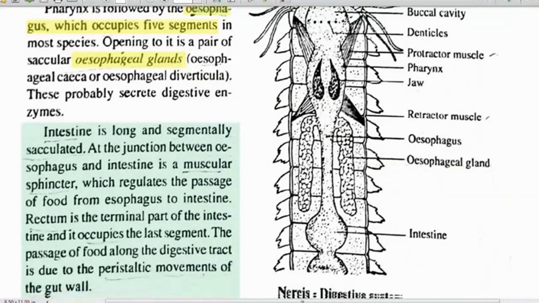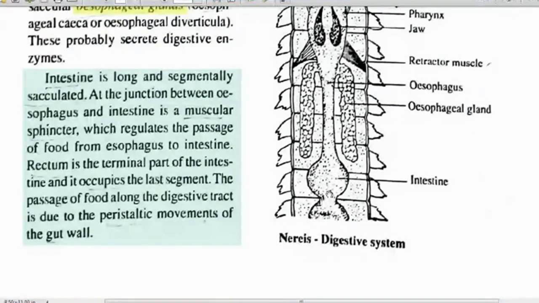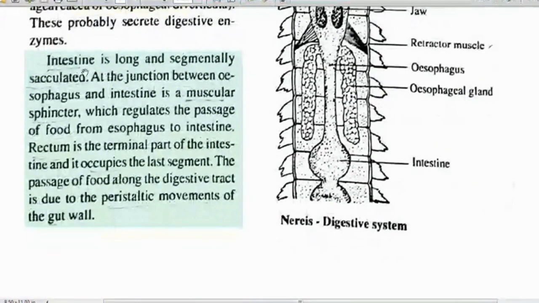And after the esophagus, there is the intestine. The intestine is a long and segmentally sacculated structure. It starts right after the esophagus. It is a long structure, and it is segmentally sacculated. That is, the intestine bulges in each segment and becomes a sac-like structure. Thereby it is called segmentally sacculated.